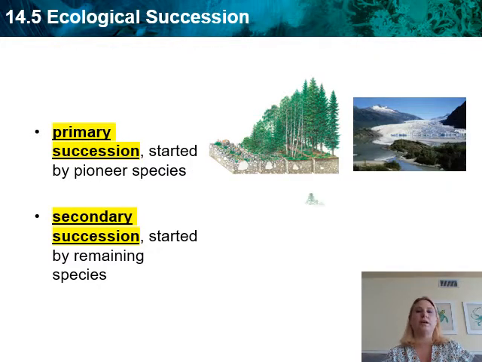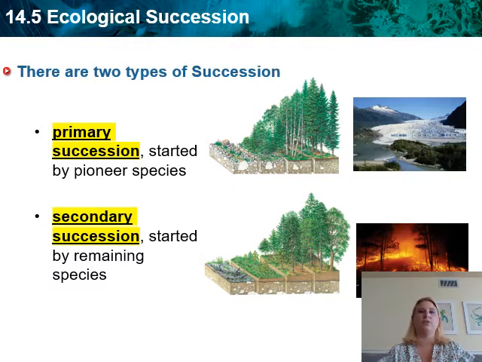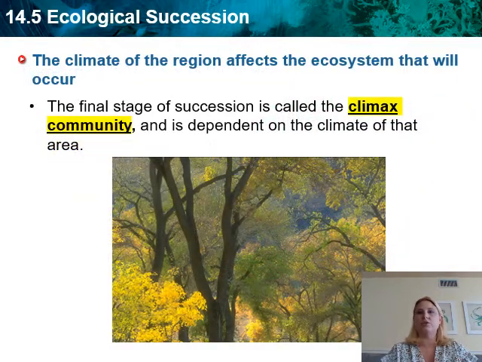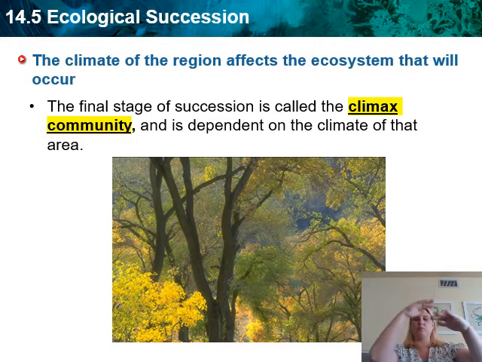All right, so we have two kinds of succession we're going to talk about. We have primary succession, which starts with organisms called pioneer species, and then secondary succession, which starts with the species that are remaining. This will become clearer once we get into more detail about these two types. The climate of the region affects the ecosystems that will occur. The final stage of succession is called a climax community, and it's dependent on the climate of the area. So we build and we build, and we hit that top peak, the climax community.